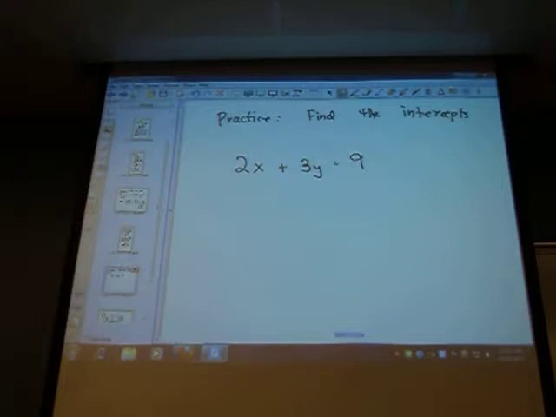Take 3y equals 9. Because you said this is your x-intercept, and this is your y-intercept. Let's try y first. Plug in x equals 0.